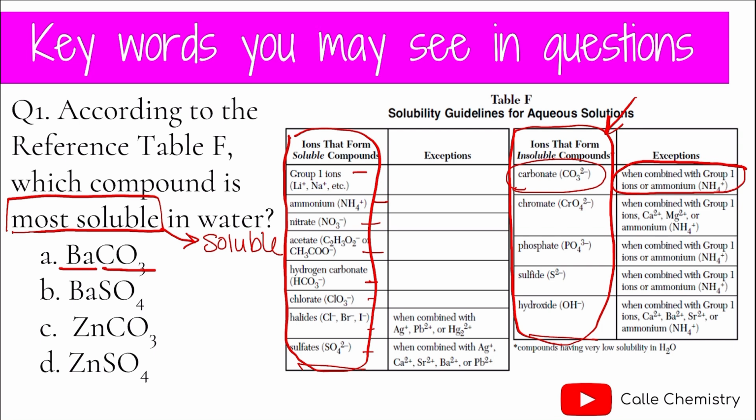So let's take a look. We have carbonate here bonded to barium. So carbonate forms insoluble compounds except with group 1 ions or ammonium. So what is barium carbonate? This answer choice A is going to be an insoluble compound, because we know that carbonate forms insoluble compounds except with one of these, and barium is not one of those exceptions. So it will be insoluble. Let's move on to the next one.